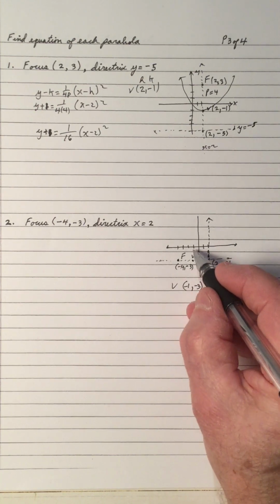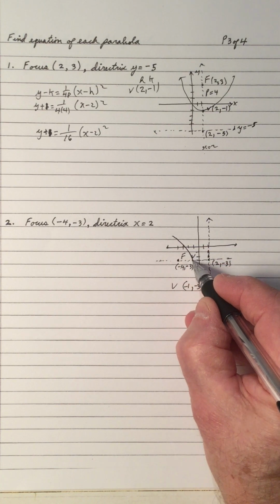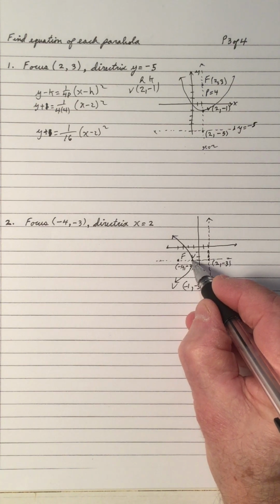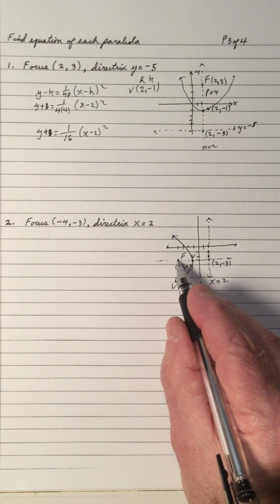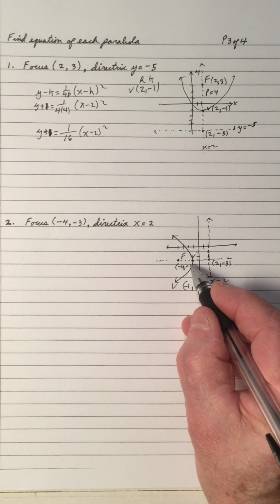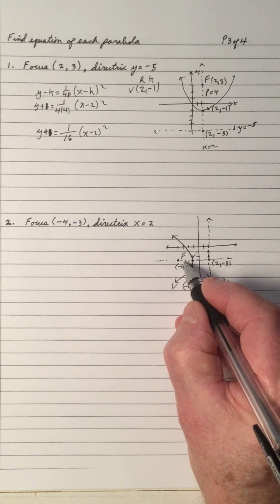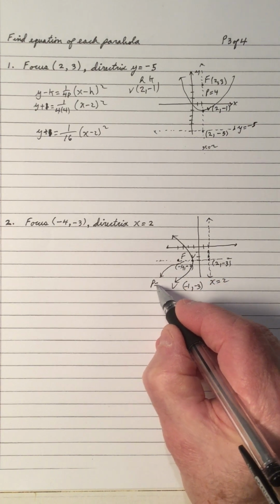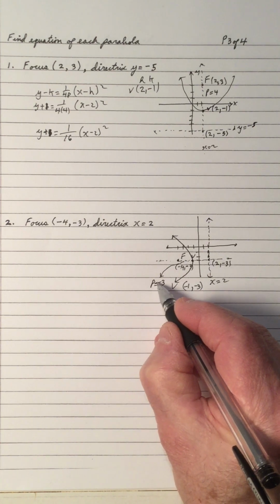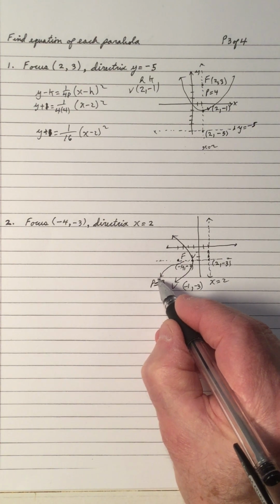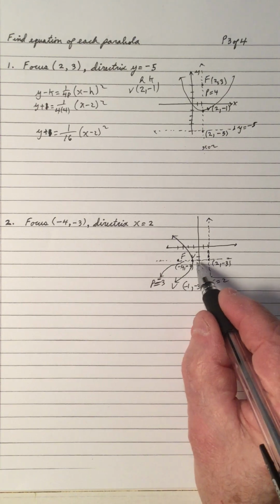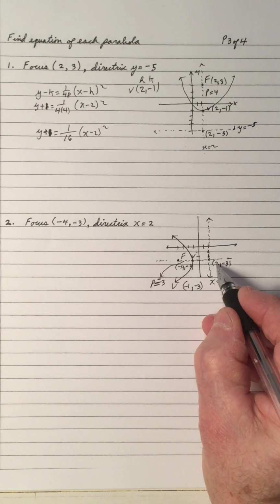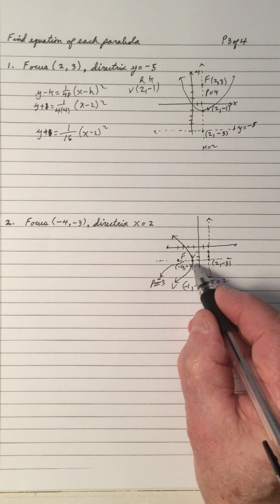So the parabola, the focus is inside, so the parabola is doing this. And since that's the vertex, that means P is the distance from the vertex to the focus. So P right here, P is this distance. So this distance, P is -3. And this should be 3 over here. From -1 to 2 is -3.